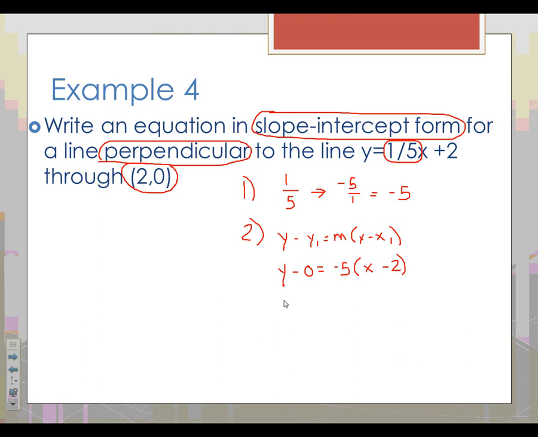Do the math. We'll get, for step 3, y equals, since the 0 doesn't matter, distribute -5x plus 10. And that would be the answer. That would be the equation that's perpendicular to this line, since their slopes are negative reciprocals, and our line passed through the point (2, 0). So when you have those, pay attention to the keywords perpendicular, negative reciprocals. If you see any that are parallel, remember that means the slopes are the same.